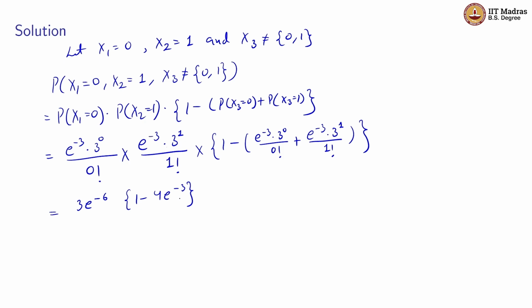And in the question we have to find the probability that exactly 1 of the xi is equal to 0 and exactly 1 of the xi is equal to 1. So we can choose such a pair in 3 factorial ways.